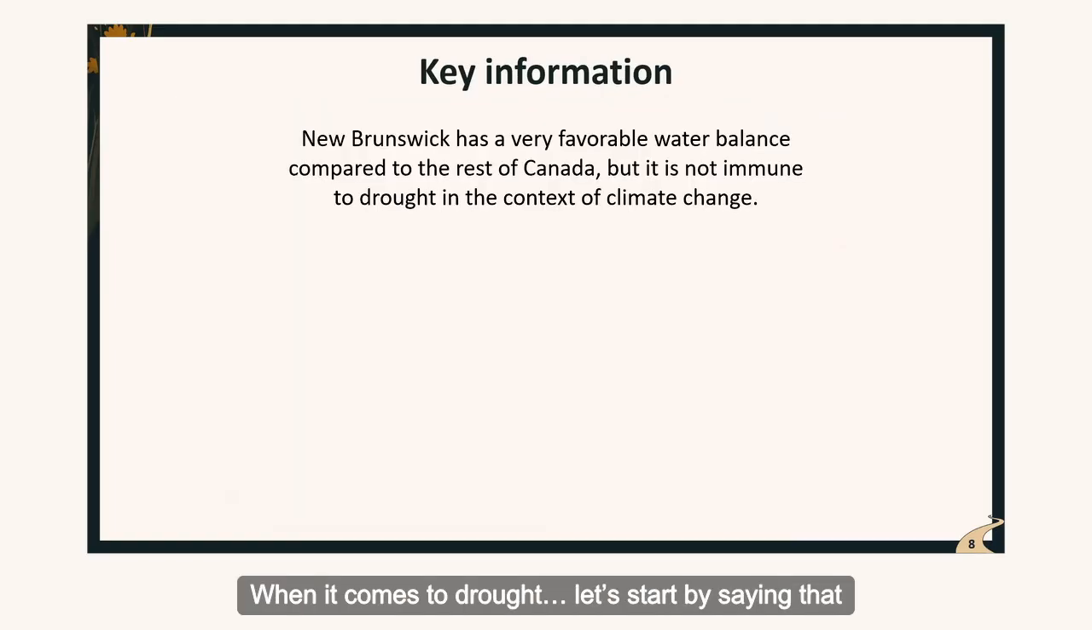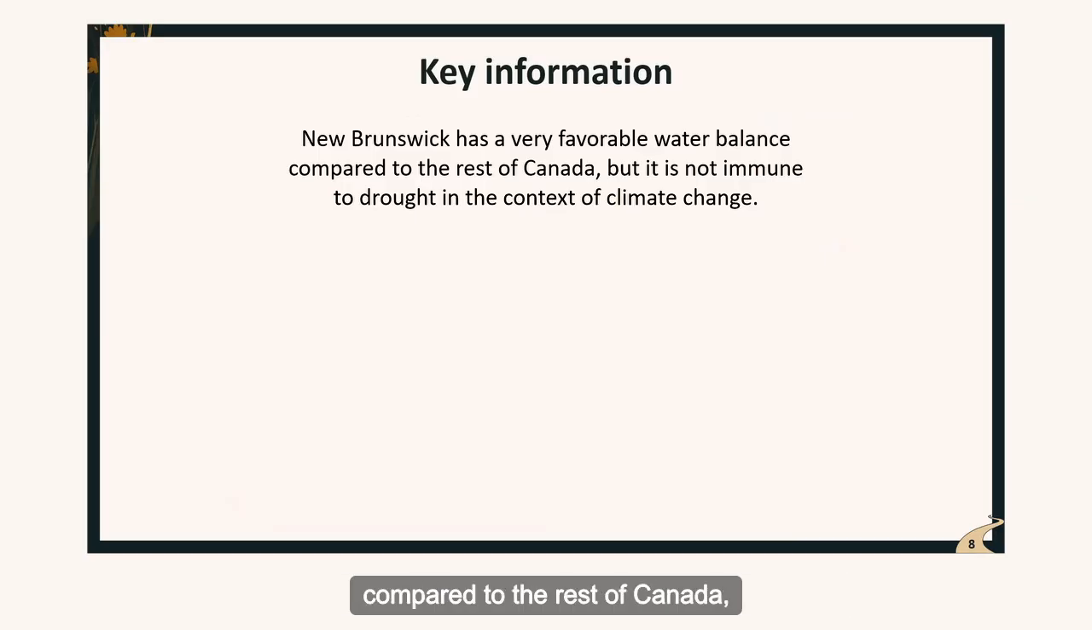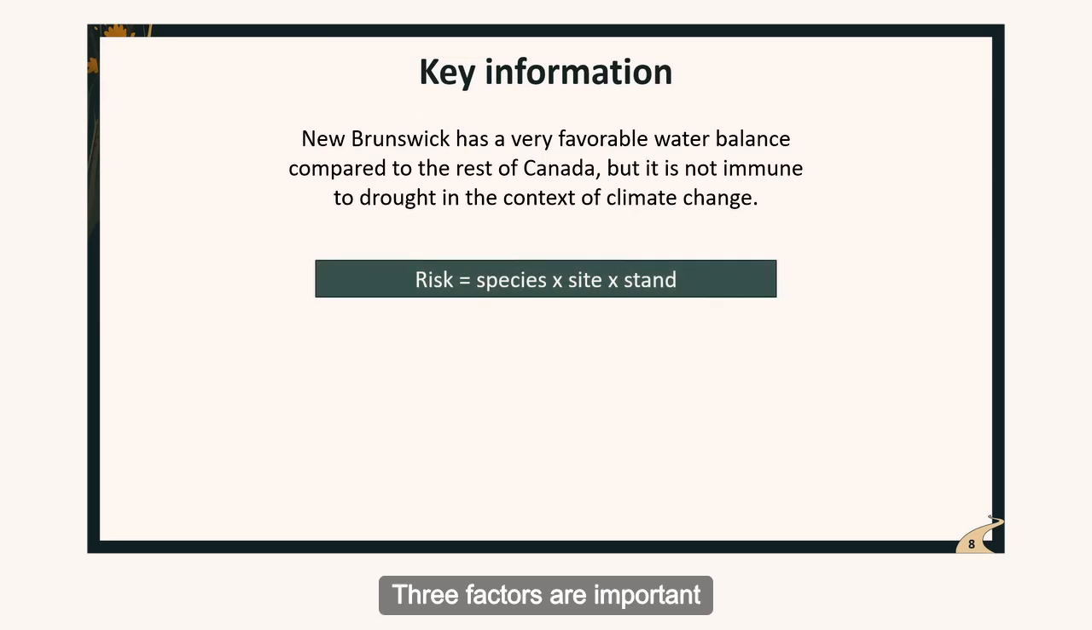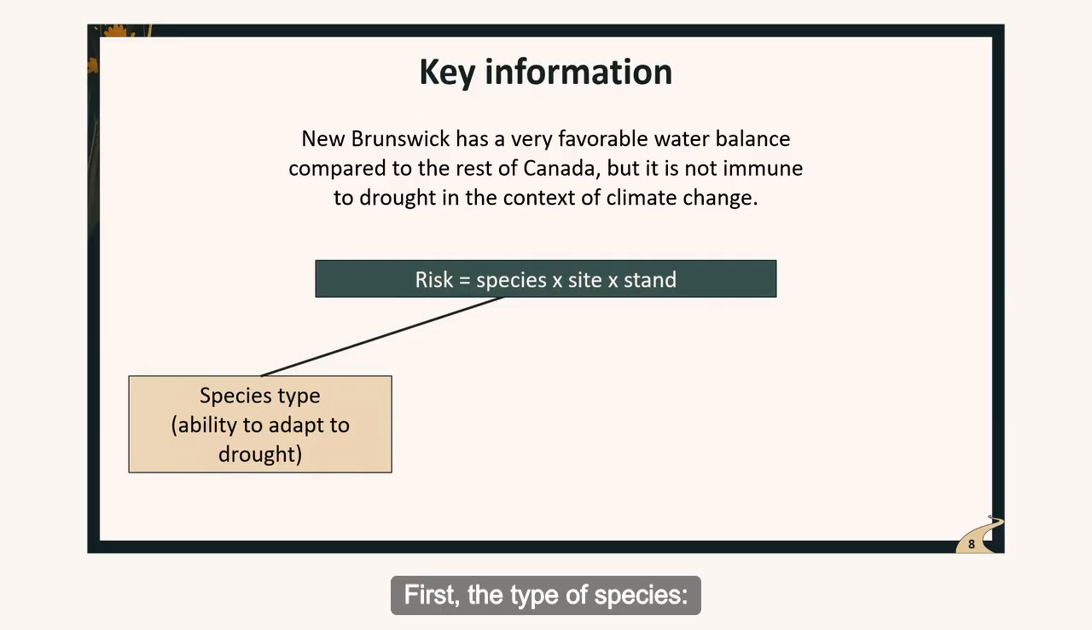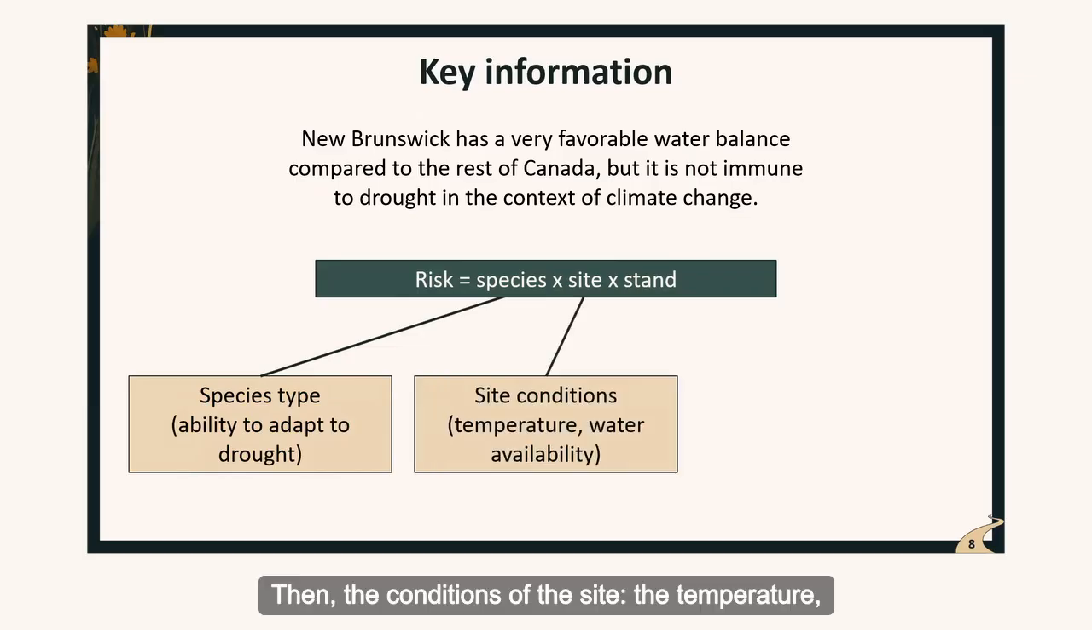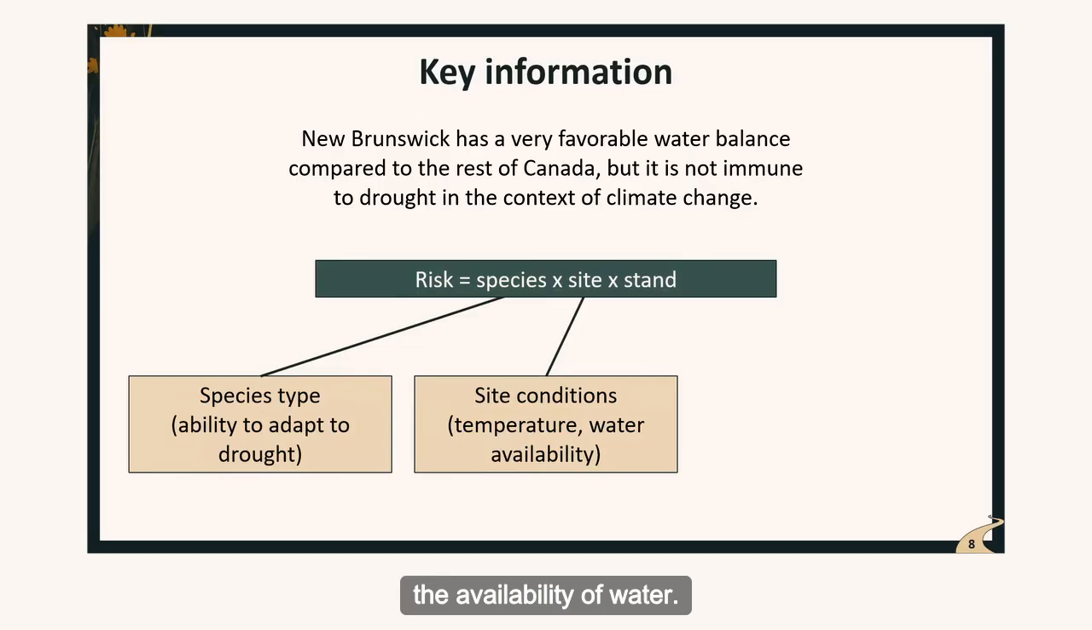When it comes to drought, let's start by saying that New Brunswick has a very favorable water balance compared to the rest of Canada, but it's not immune to drought in the context of climate change. The risk of decline for some species is expected to increase in the coming decades. Some signs are already visible. So 3 factors are important in assessing the risk of drought. First, the type of species, their ability to adapt to drought. Some species can adapt. Then, the conditions of the site, the temperature, the availability of water.